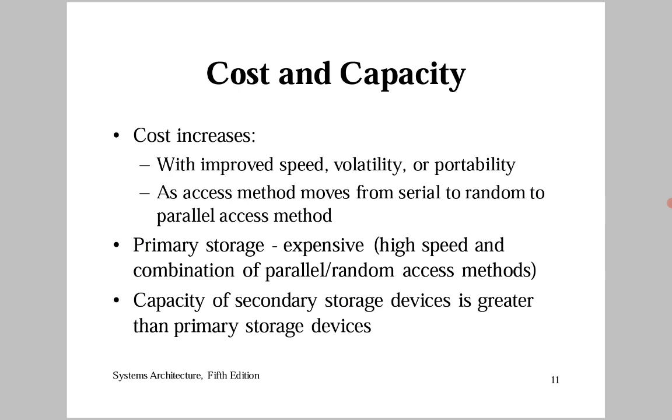Next is primary storage. Primary storage is generally very high cost, expensive memory. Why? Because primary storage devices are high speed, using a combination of parallel and random access methods. Primary memories are high speed and expensive memories because of this combination of parallel and random access methods.